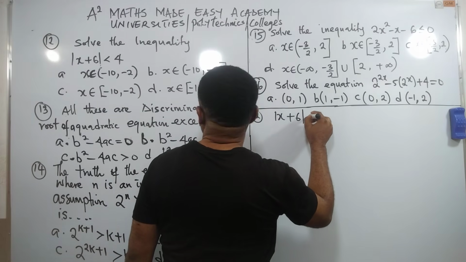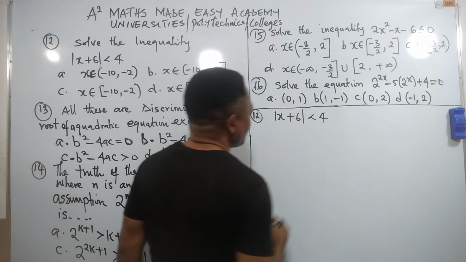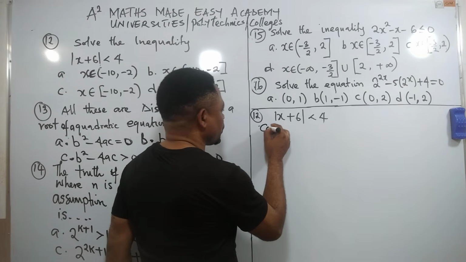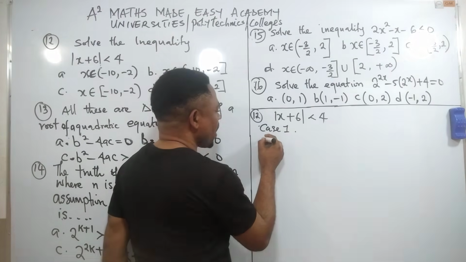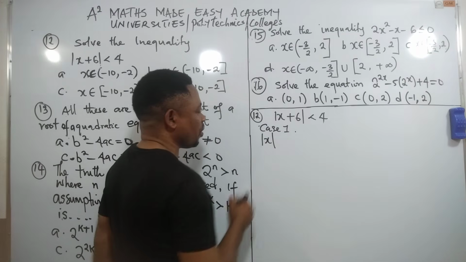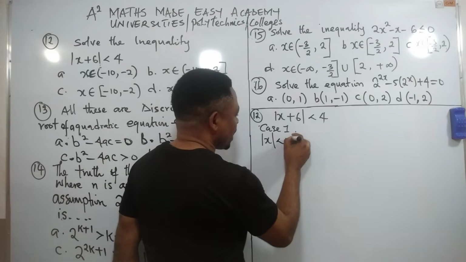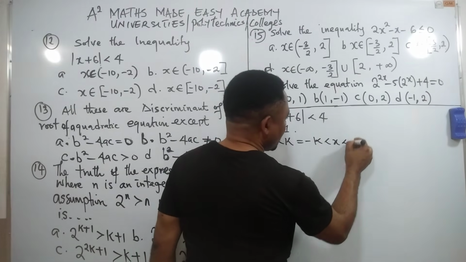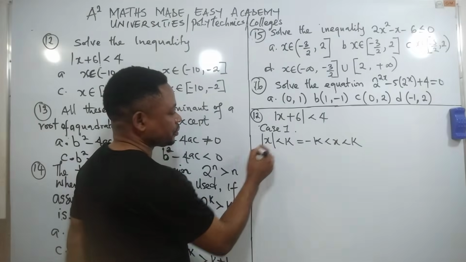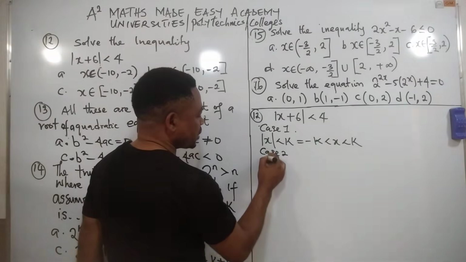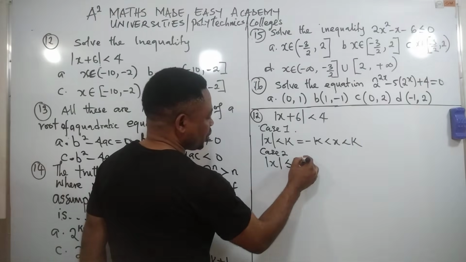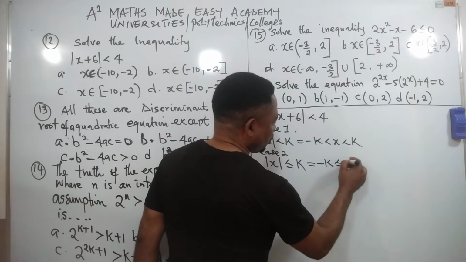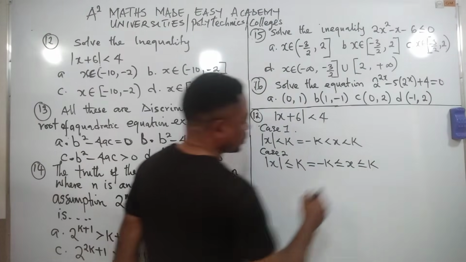Now, before I tackle this particular question, we are talking about absolute value of x plus 6 less than 4. There are 4 conditions that satisfy this kind of inequality. The first one is what we call case 1. Case 1 states that absolute value of x less than k can be expanded as minus k less than x less than k. Then case 2 is absolute value of x less than or equal to k, which can be expanded as minus k less than or equal to x less than or equal to k.